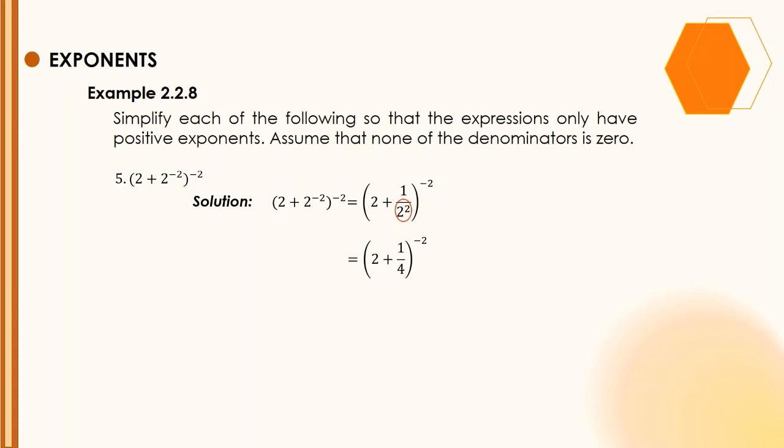And kunin natin ang LCD niya, this will be equal to this one. So this will be 9 over 4 quantity to the power of negative 2. So ngayon, negative ito. So, baliktarin natin ang fractions sa loob. That will be equal to 4 over 9 quantity squared. So, wala ng negative sign. 4 squared is equal to 16. 9 squared is equal to 81. So, the final answer is 16 over 81.